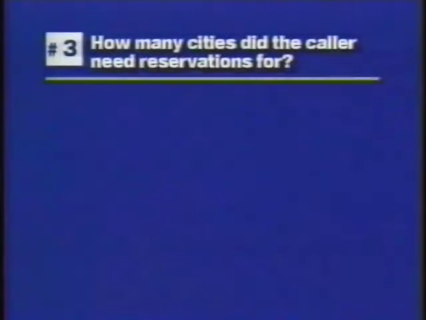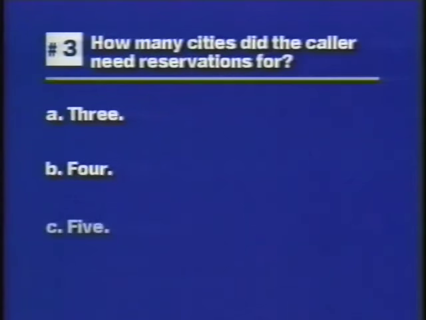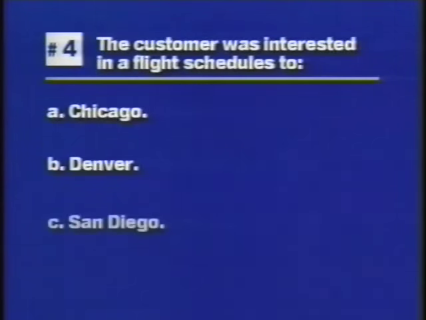Question 3. How many cities did the caller need reservations for? A. 3. B. 4. C. 5. D. 6. Question 4. The customer was interested in flight schedules to A. Chicago, B. Denver, C. San Diego, D. Miami.